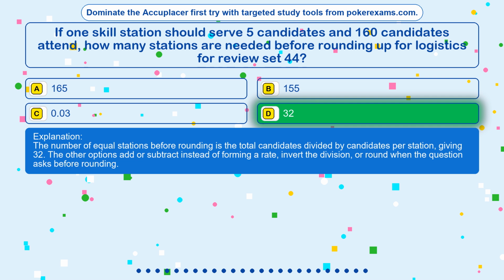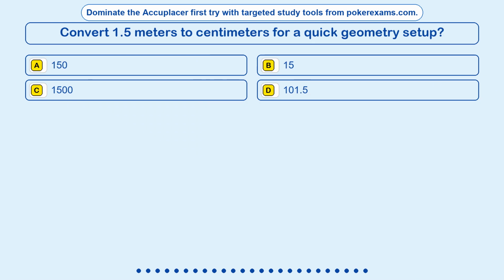Question 6. Convert 1.5 meters to centimeters for a quick geometry setup. Option A, 150. Option B, 15. Option C, 1,500. Option D, 101.5.